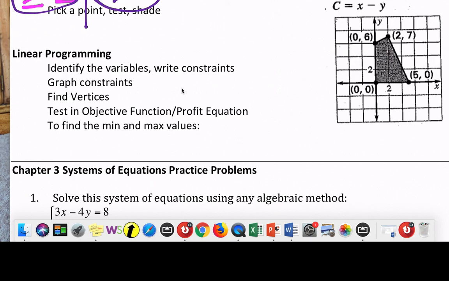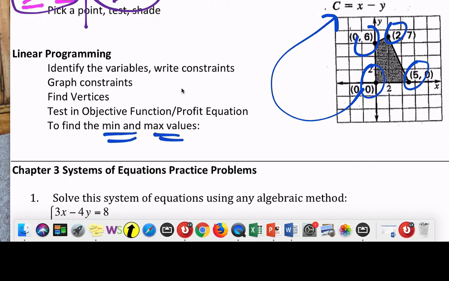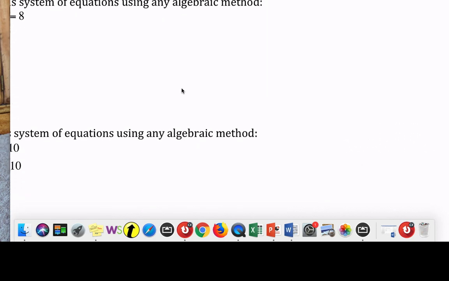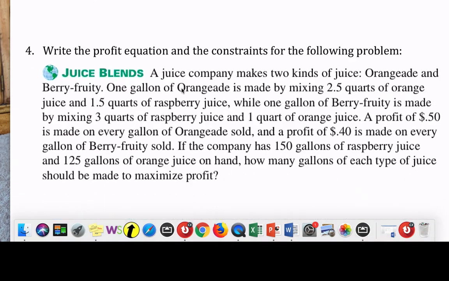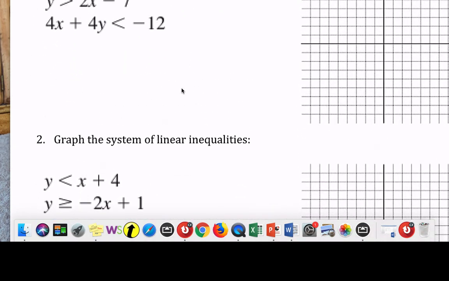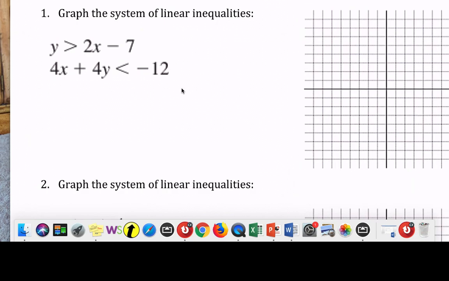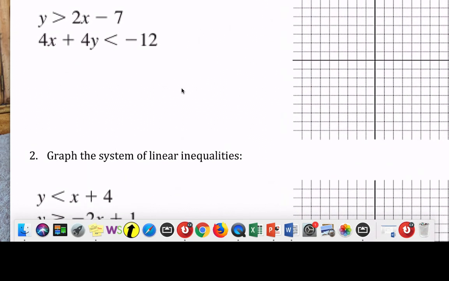And so those steps are identify the variables, write the constraints, graph them, find the vertices, these corners right here, and then you plug into your cost equation or profit equation, and you can figure out which gives you the minimum number or the max. All right, so there's a bunch of examples that you can look at in the final review packet. I'll just review one of, like, how about the cover-up method? Okay, so here's linear programming. I'll just review this real quick.